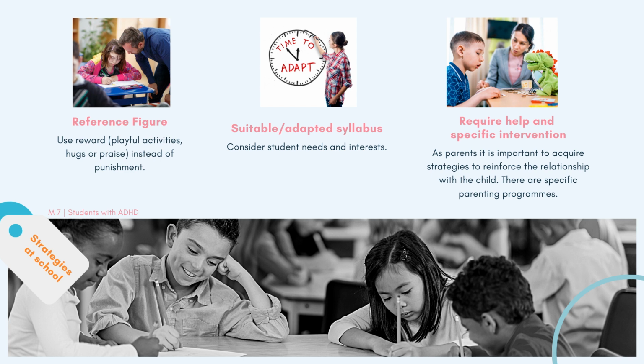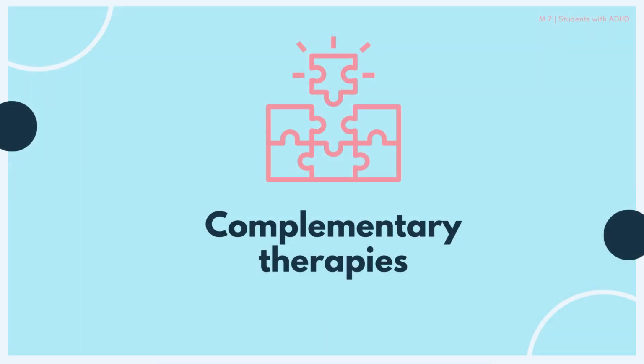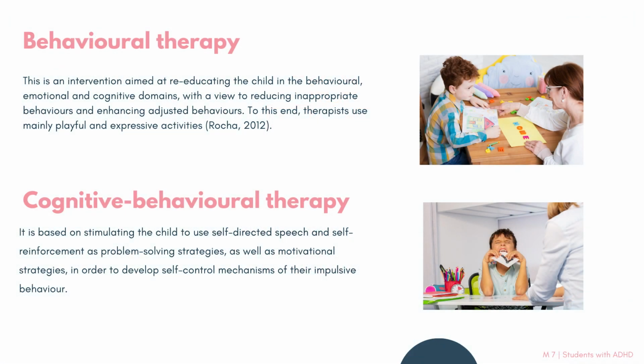It is important to mention that each child is one child, with its own personal characteristics, interests, and goals, and therefore, it is up to the team accompanying the child to select and adapt the most appropriate responses. We now approach two complementary therapies. A. Behavioral therapy. This is an intervention aimed at re-educating the child in the behavioral, emotional, and cognitive domains, with the view to reducing inappropriate behaviors and enhancing adjusted behaviors. To this end, therapists use mainly playful and expressive activities.